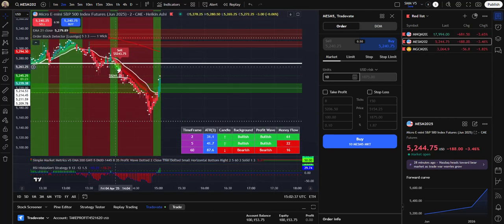And by the way, when this signal did populate, it was about 30 seconds into the candle, and all this was red. Everything was saying bearish. Everything was red. We got the toast signal.